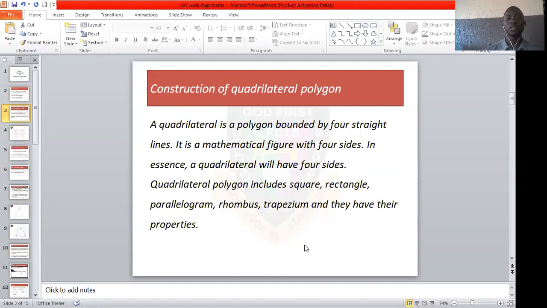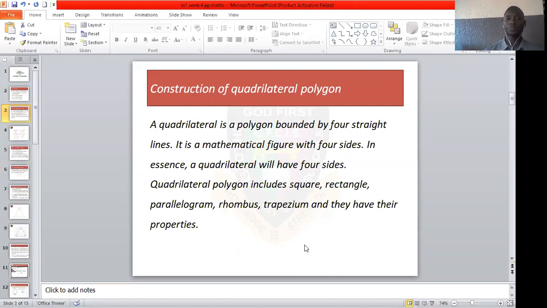A quadrilateral is a polygon bounded by 4 straight lines. I told you it has 4 sides. It is a mathematical figure with 4 sides. In essence, a quadrilateral will have 4 sides. That's the basic thing about a quadrilateral. So it includes square, rectangle, parallelogram, rhombus, trapezium, and they all have their properties.